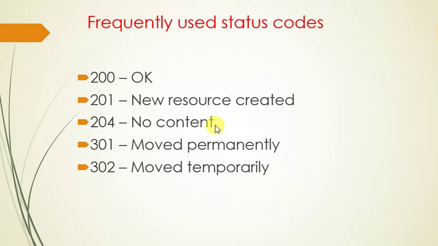as the status code. 301, if you get 301 response from your server, it means the resource you are looking for is moved permanently. 302, if you are getting 302 as a response from the server, it means the resource you are looking for is moved temporarily.